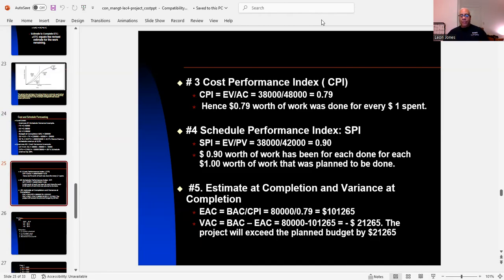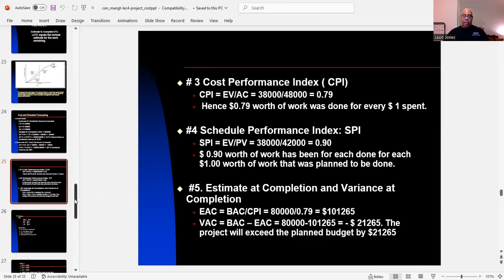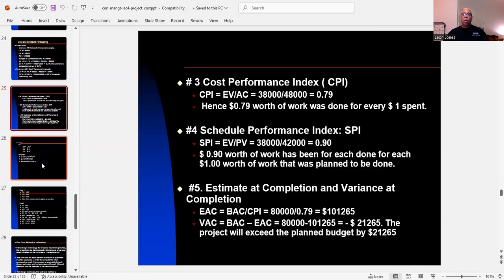And we have our estimate at completion and variance at completion. So go ahead and plug in the numbers. And what do we have? Well, we get $101,265 for the EAC. Okay, we're going to plug that in, and guess what? We get another negative number. You're dealing with construction. Anything that's a negative number means you're going to exceed, or there's going to be an overrun. And in construction, you have to manage overruns.